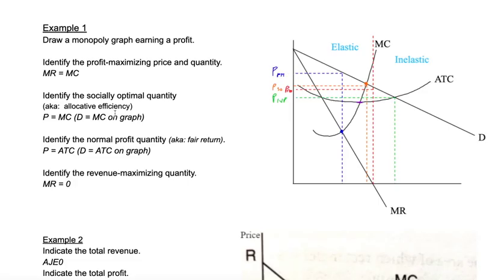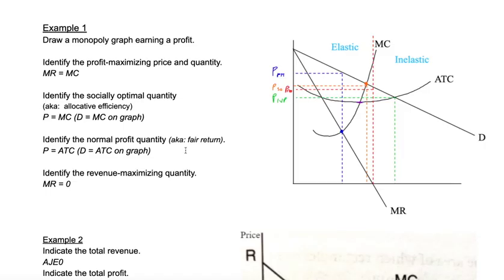For a socially optimal quantity, also known as the allocatively efficient point, that is where the price equals marginal cost. Now, where would that be on the graph? The shortcut is it's where the demand curve intersects the marginal cost curve, which would be this orange line right here. That is your socially optimal quantity. That is what's best for society, where you maximize the welfare.